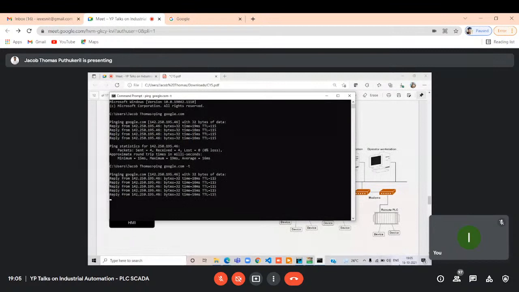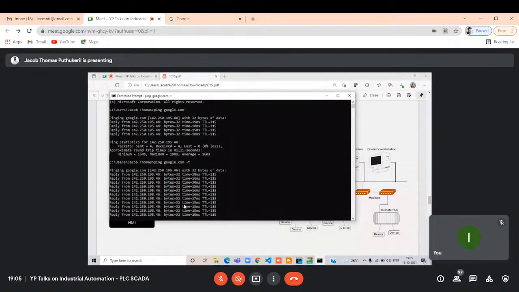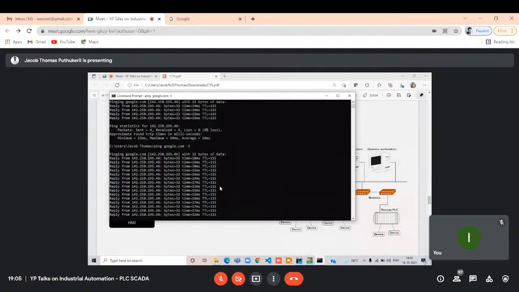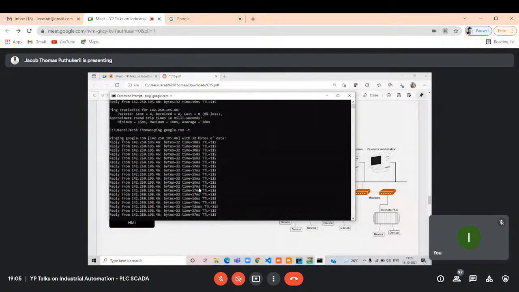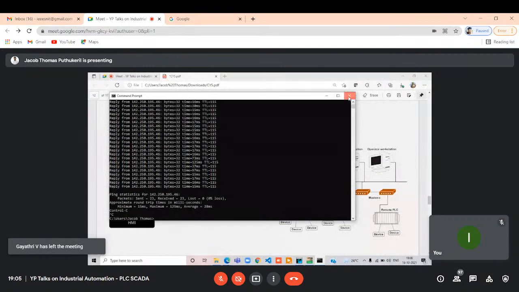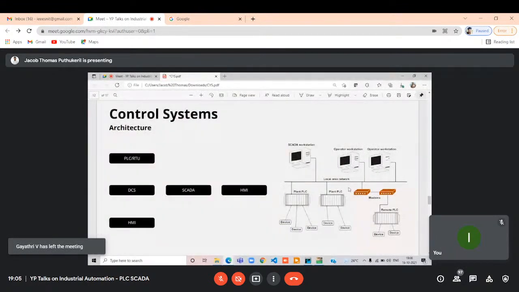If I turn this off, obviously this will turn off also. That is how this kind of data is sent to each other every single millisecond. As you can see, every PLC will be communicating to each other actually. That is the importance of this network. So this PLC will be communicating to this, and that to this.